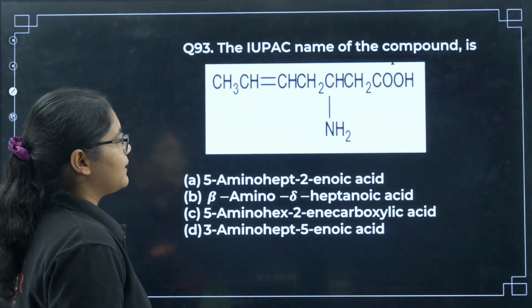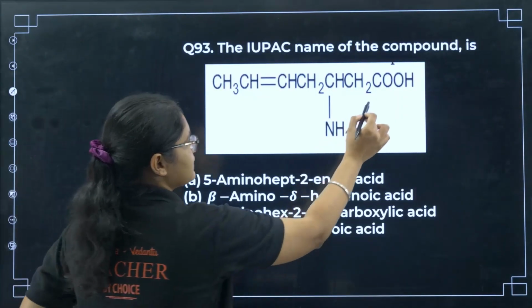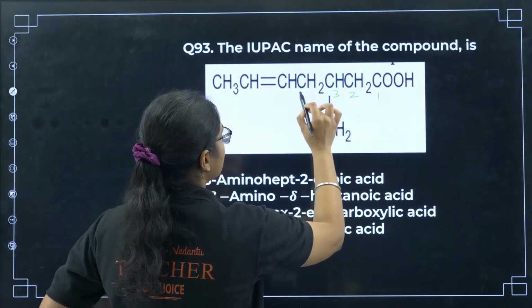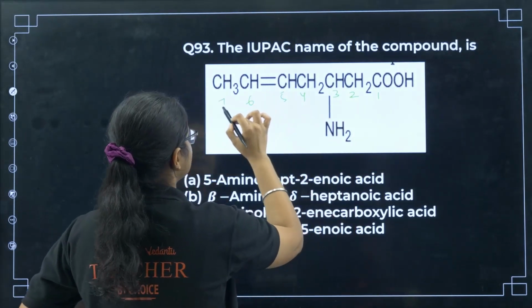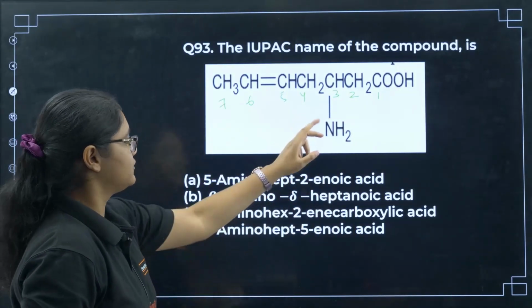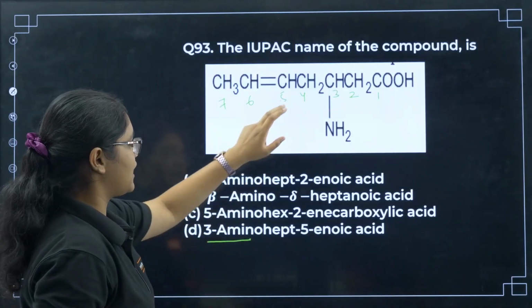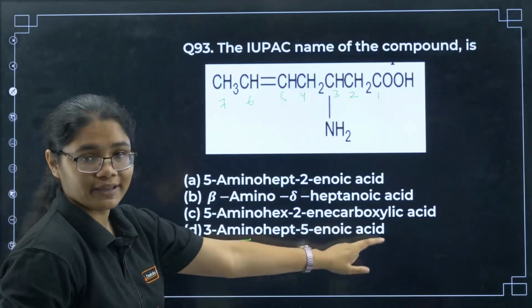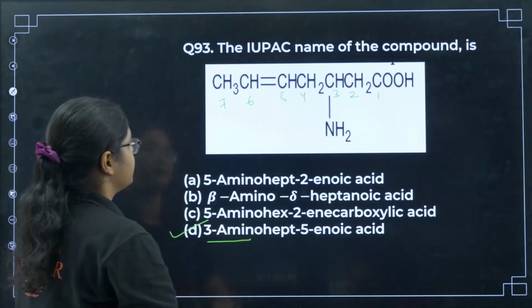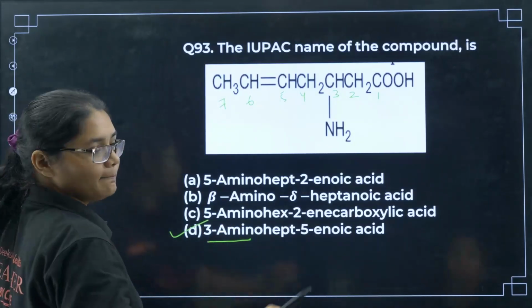Next, the IUPAC name of the compound. Again, here you can start numbering 1, 2, 3, 4, 5, 6 and 7. So we will have 3-amino, then on the 5th carbon I have a double bond, hept-5-enoic acid, so that will give me option number D. Okay, 5 questions.